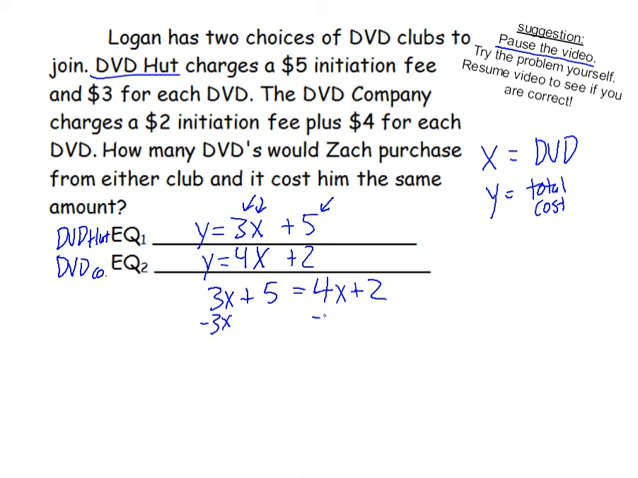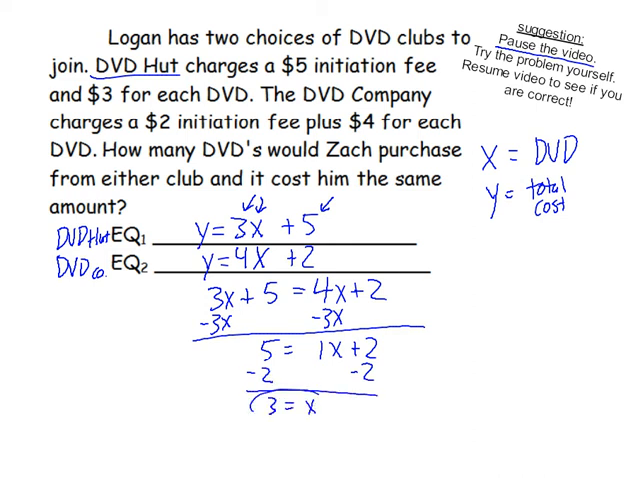I'm going to subtract 3x from both sides to get the x on this side. I'm going to keep my x's positive because I'm not a negative guy. I try to avoid those negatives. Then I'm going to subtract 2, and I get 3 equals 1x, or just x. That worked out nice.